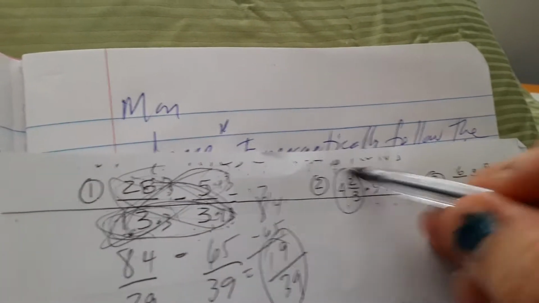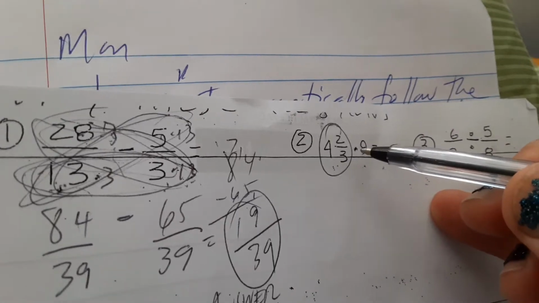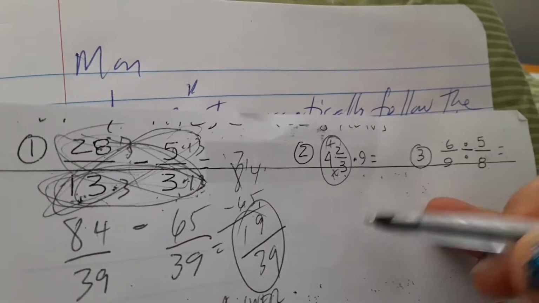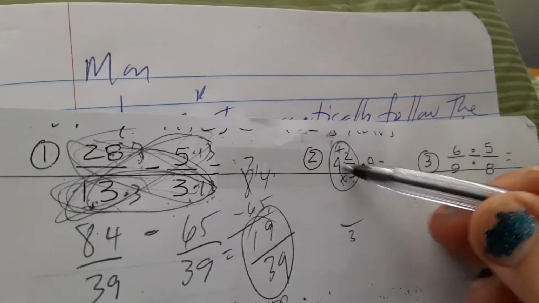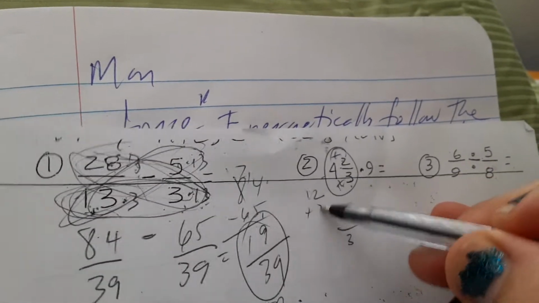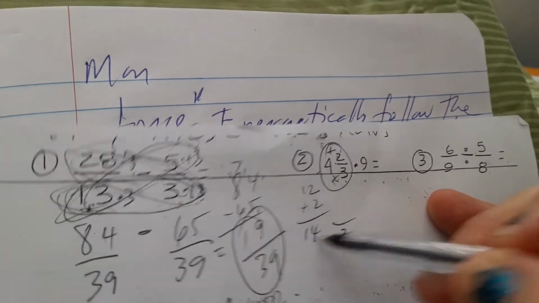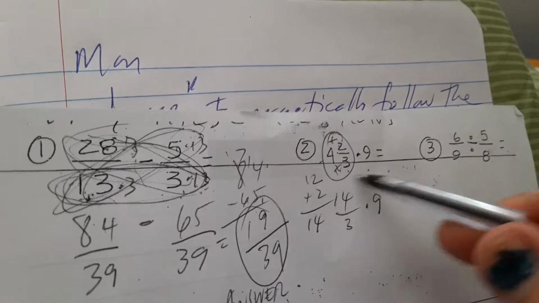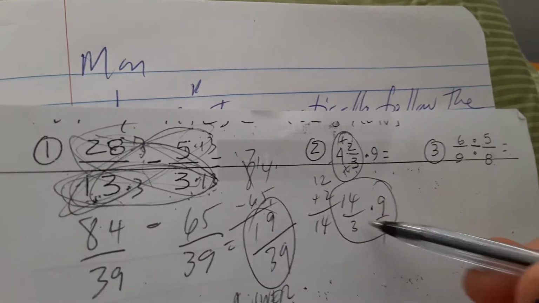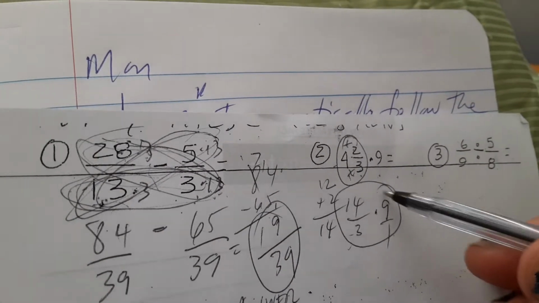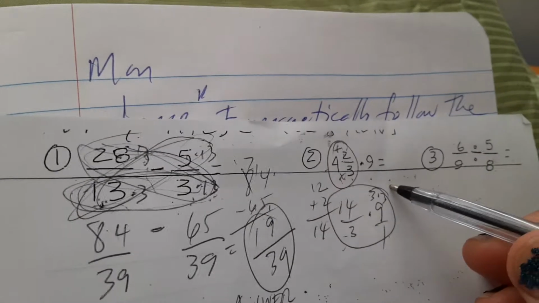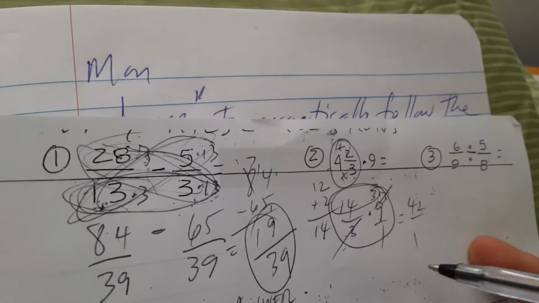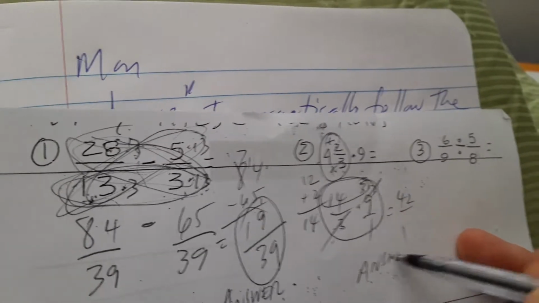Over here, I'm multiplying a mixed number. So one way to do this is just to multiply here and add there. So I have the 3 on the bottom, 12 plus 2, which is 14. 14 over 3 times 9. Now, whenever you have one of these things, do it over 1. Look here and here. This is like 3 times 3. So I'm going to cancel that 3 and that 3. So I'm left with 42 over 1. That's the answer.